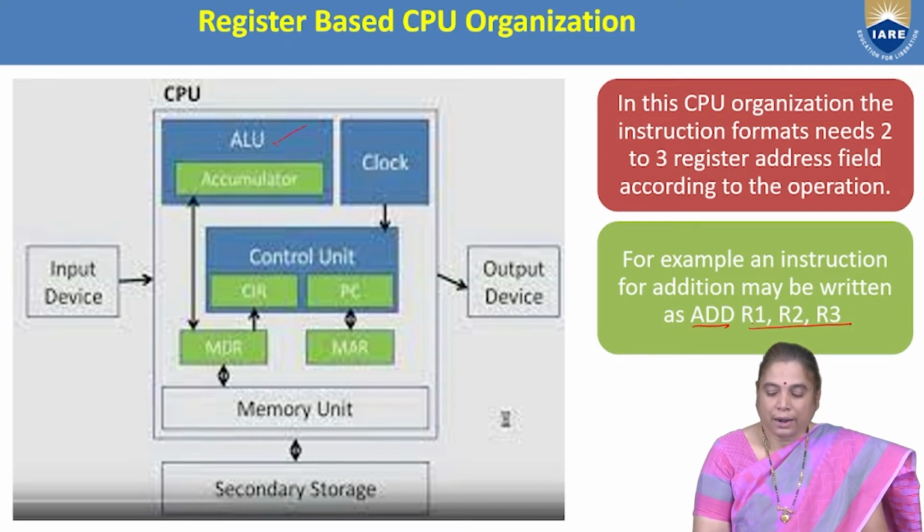So here, ADD R1, R2, R3. The values stored in the registers R2 and R3 can be added, and the result can be stored in the register R1. So in this CPU organization, the instruction format needs 2 to 3 register address fields according to the operations.